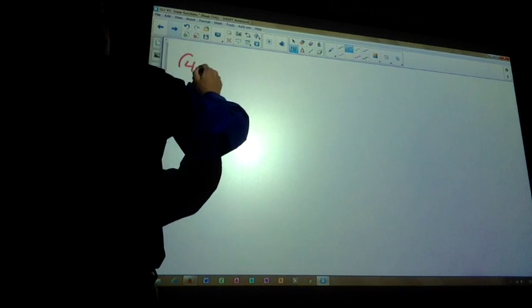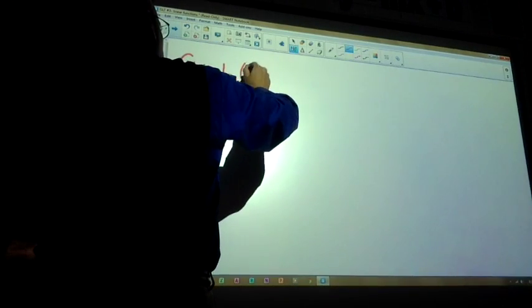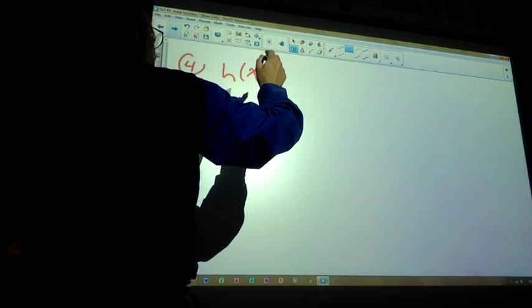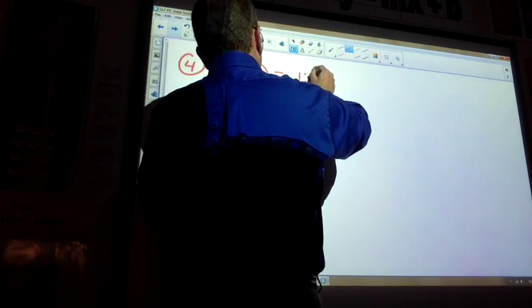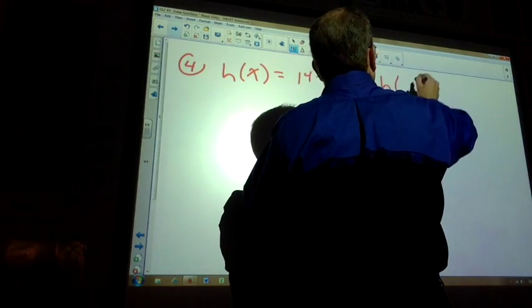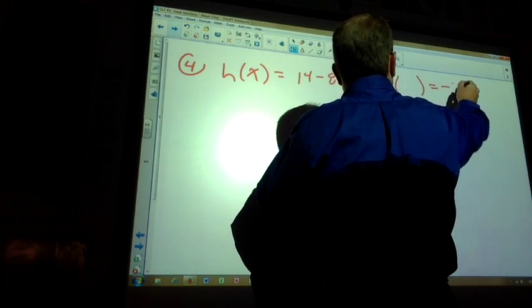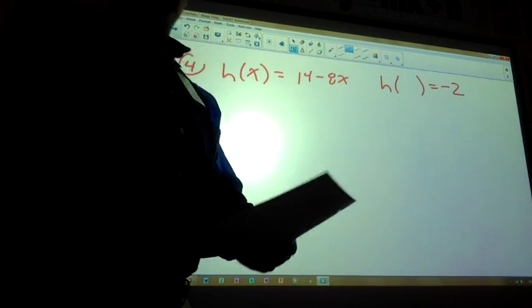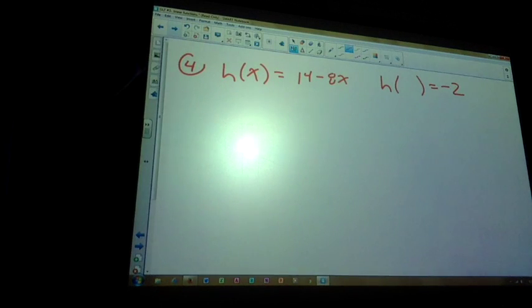Number 4. H at x. And what is g at x, f at x, h at x? What do they all mean? Same thing as what? H at x means the same thing as what? Not domain. It means the same thing as y. It's the same as y equals. This is just functional notation.